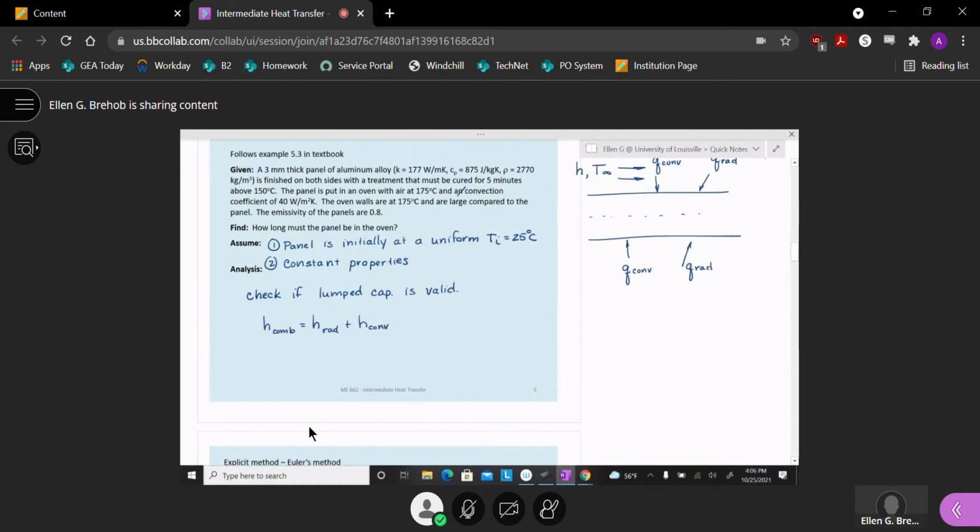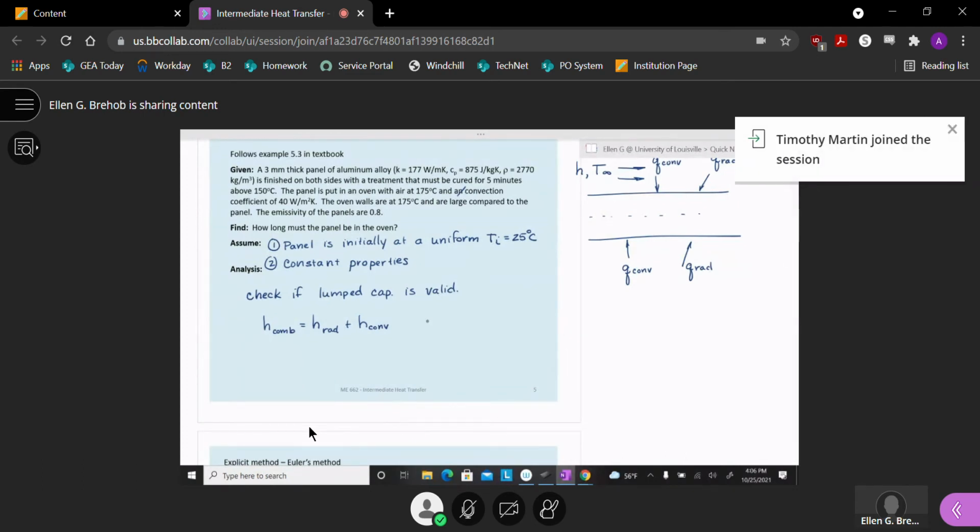So convection and radiation are acting in parallel. And we've done this before, how you add resistances in parallel. But heat transfer coefficients are like conductances. And putting those in parallel is like adding them together. I feel like we've gone through this before. So hopefully it's not too foreign to see that the combination would be the sum of these two heat transfer coefficients.